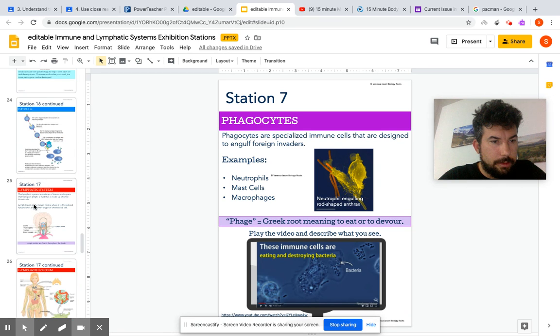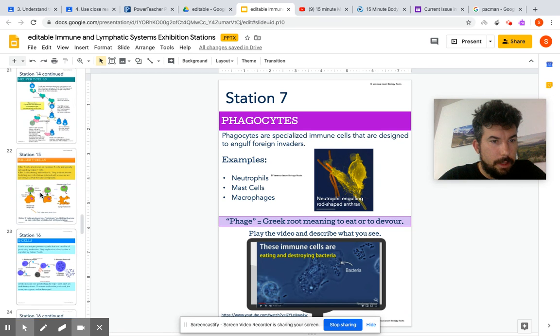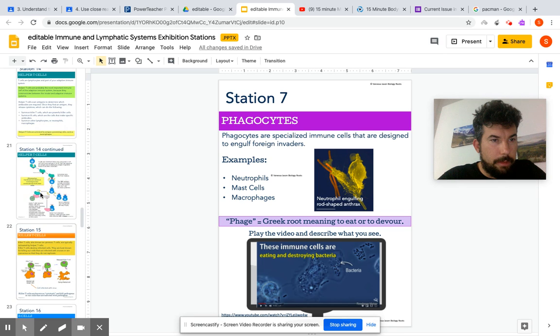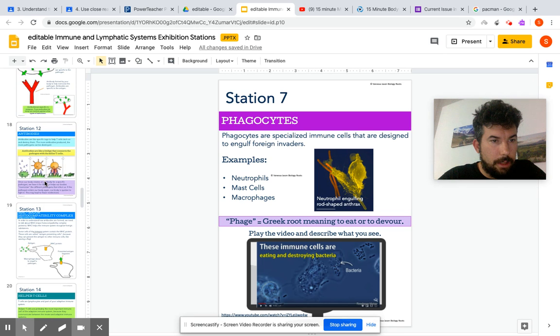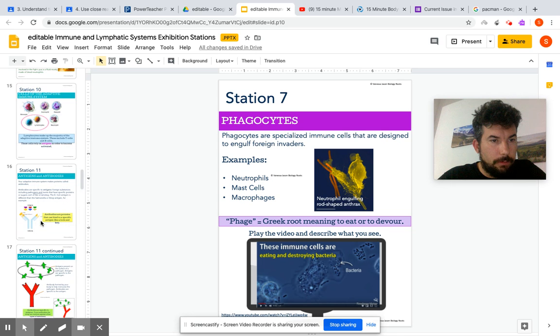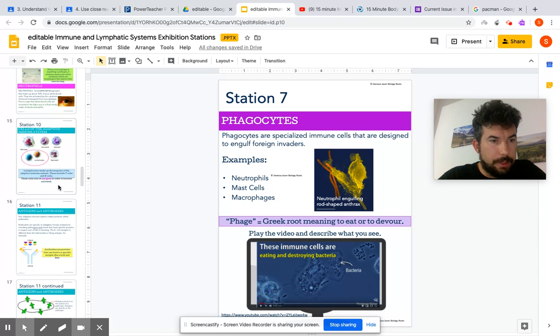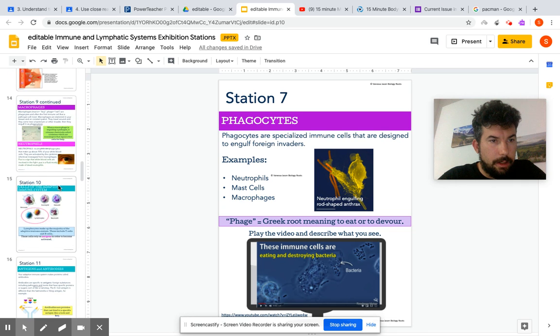Vaccines, lymphatic system, B cells. Killer cells, we'll learn all about them next period. Helper T cells, we'll learn all about them next period. Antibodies, that'll be all next period. But yeah, I think that's basically about it.